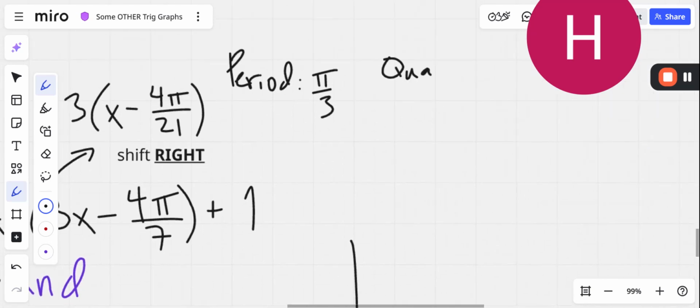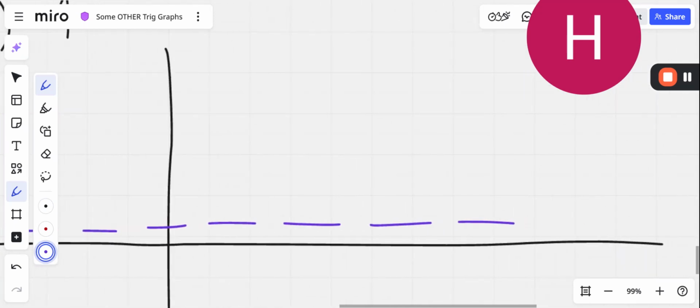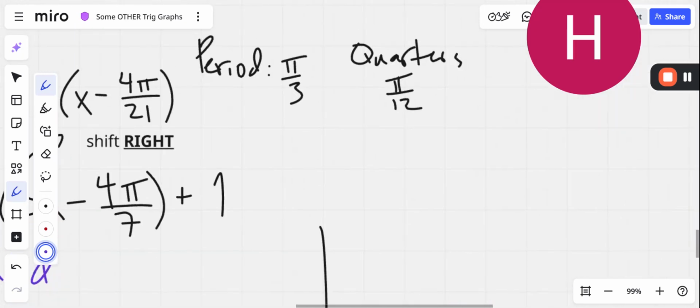And so our quarter marks are going to happen every pi over 12, because that's 1/4 of pi over 3. So I'm basically going to add pi over 12, and that's what makes this problem so tricky, because 4 pi over 21 and pi over 12, those are not nice. This is a bit of a bonus problem, guys. Let's draw the vertical shift on there, just so that we know where the 0 is. We'll call that 1, no big deal.